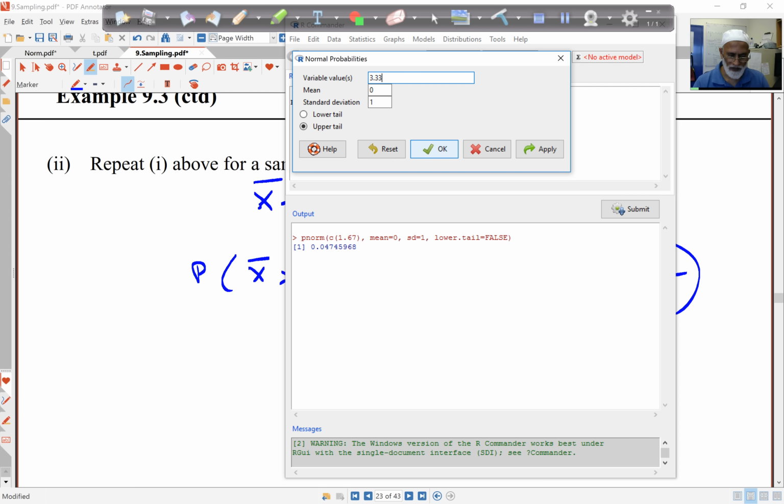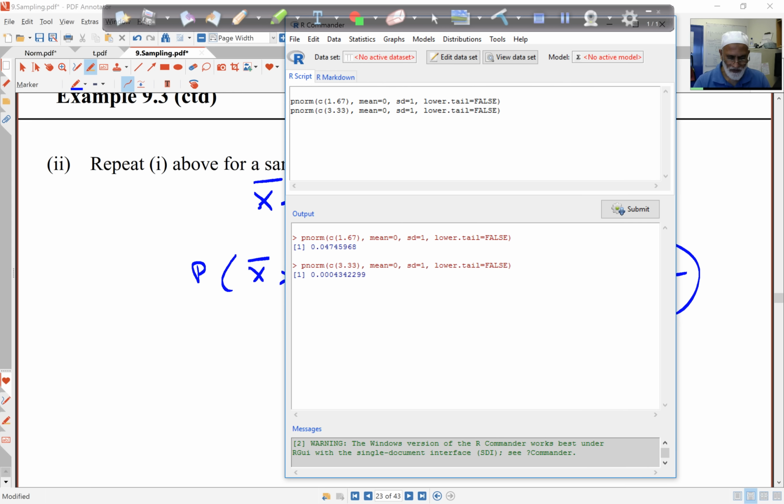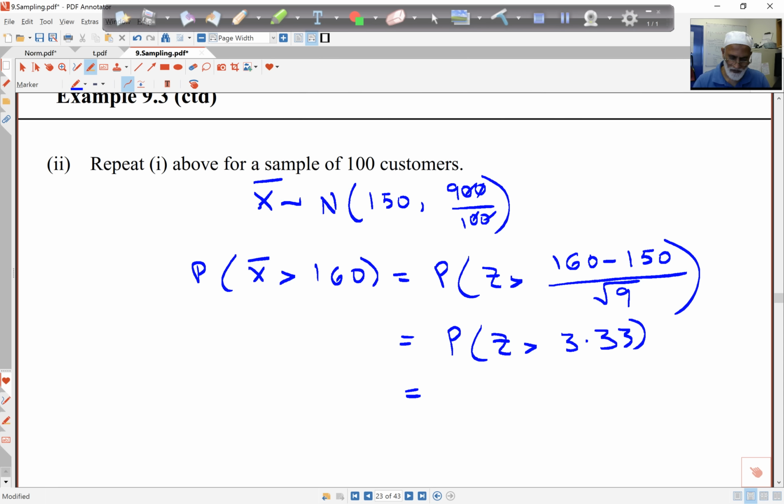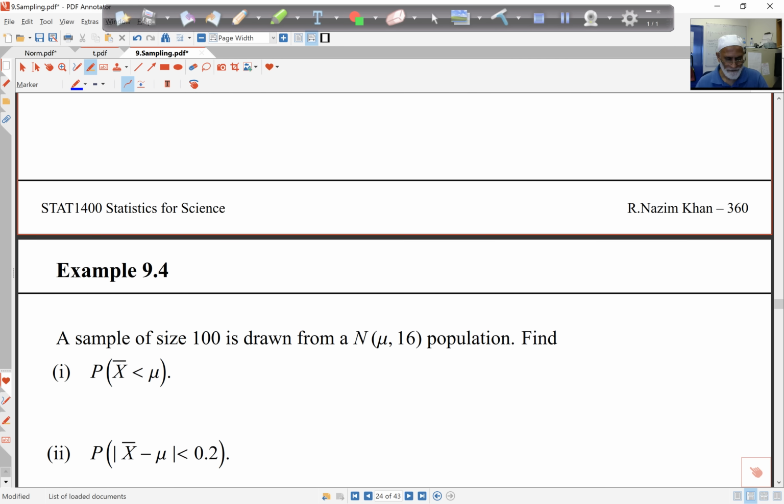0.33 upper tail, okay, 0.0004. This time is less than 1%, much less than 1%. So you can see the effect of sample size on this. Going from 25 to 100, the probability has become very much smaller. The distribution becomes much narrower very fast.